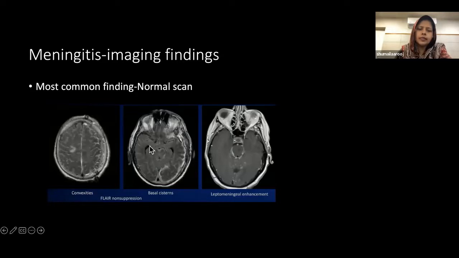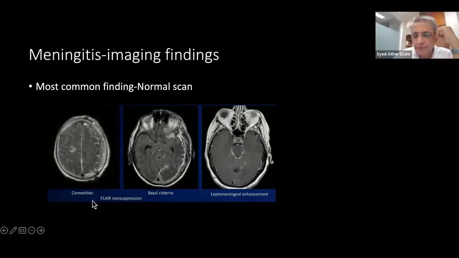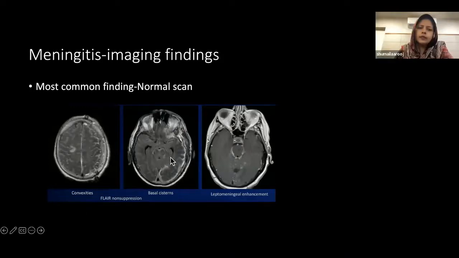We can appreciate that the occipital horns are also a little plump. That shows that there is some development of early hydrocephalus. So these are the typical findings which you can appreciate. Temporal horns, sorry, temporal horns. So these are the findings which you can pick up in a meningitis.